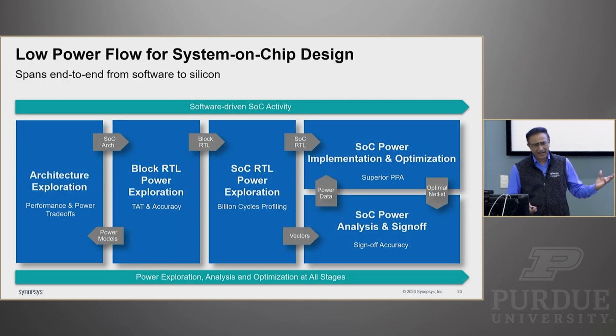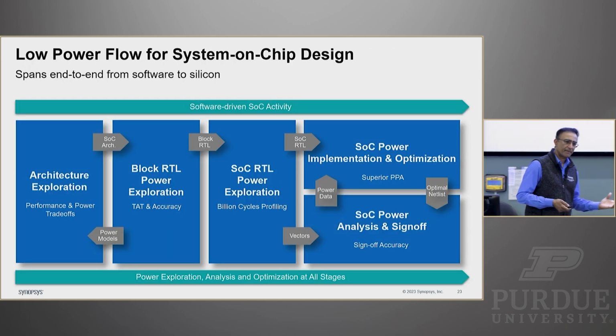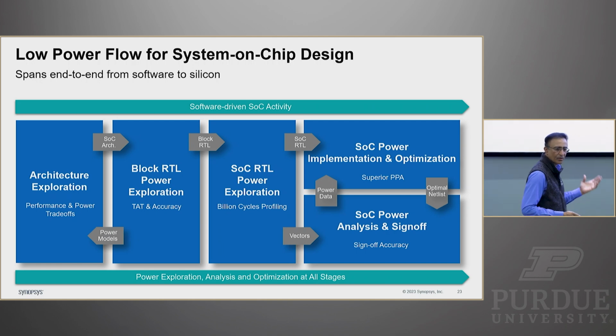And so this is where our low power flow comes in. Synopsys has something called the low power flow, where at every stage of the design process, you make decisions about power. And you try to conserve power at every single stage, because every single nanowatt counts.